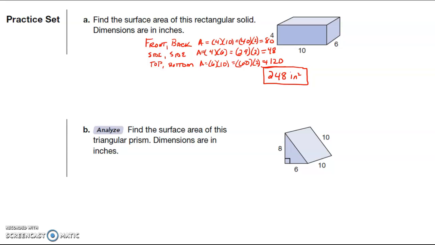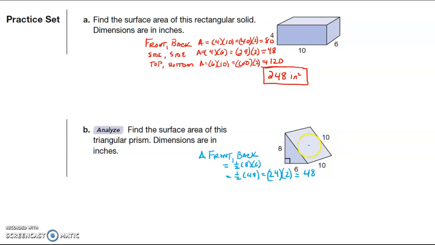Okay, so one thing I know is I'm going to have to find, let's see, we have a front and a back. Okay, and these are triangles. So we're going to have to use 1/2 times 8 times 6, which is 1/2 of 48, which is 24, but then I know I have 2, so I'm back to multiplying by 2, and I get 48 for the front and the back.